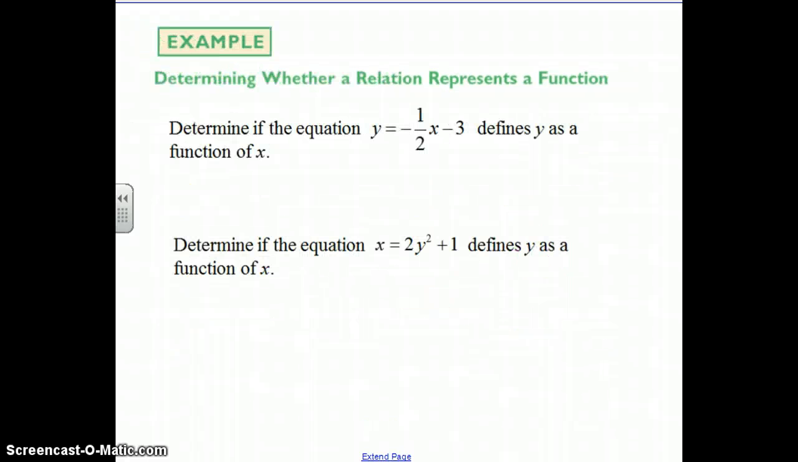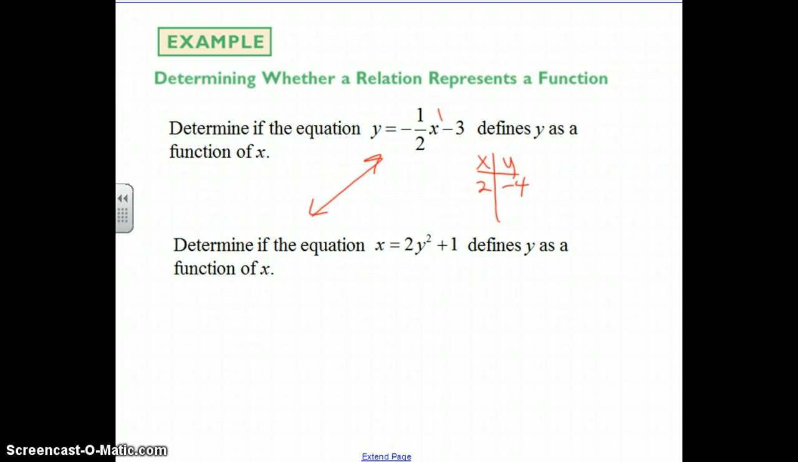So determining, if I give you an equation, whether it defines a function or not, I'm looking for if for every x there's only one y. And so I could look at the t-chart, and that's going to say, oh, if you plug in a 2, there's only one y. Let's see, -4, I believe. So we know this is a linear function. It's x to the first, and lines do graph functions.